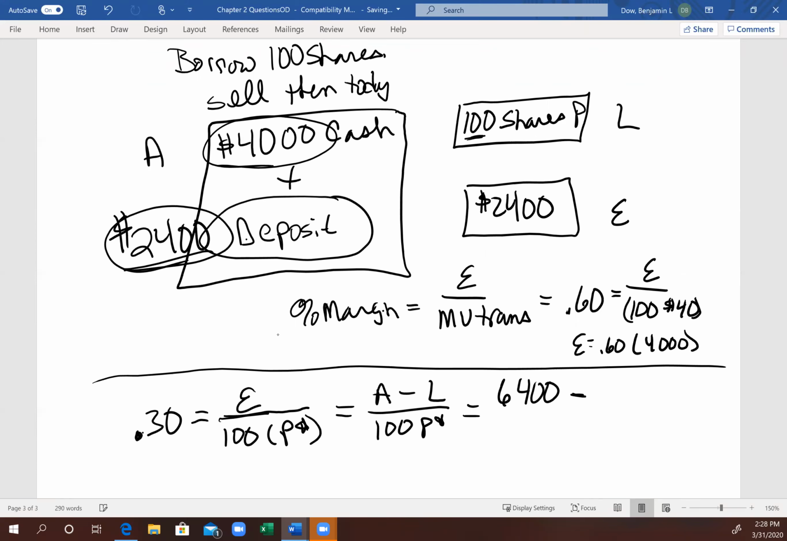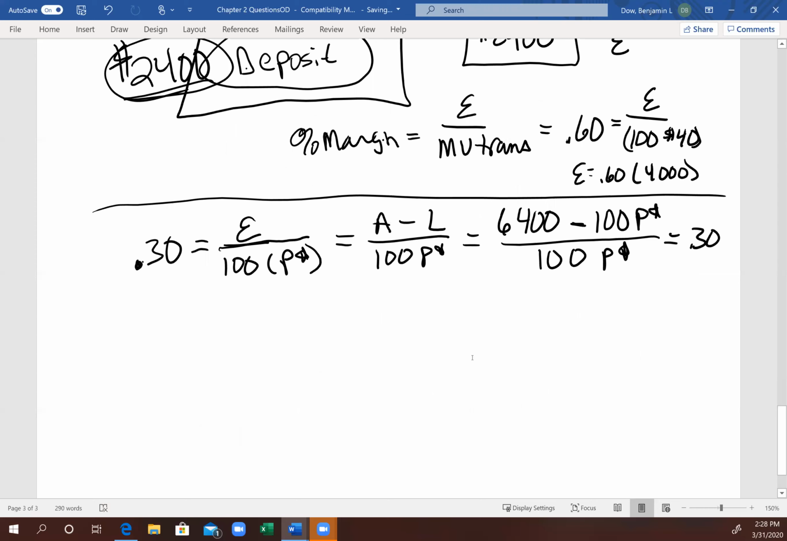The liability is what we don't know. What does it cost to repurchase 100 shares of stock? It depends on the price. And the market value of the transaction is also 100 P star. Now we've got to figure out .30 is equal to (6,400 minus 100 P star) over 100 P star.